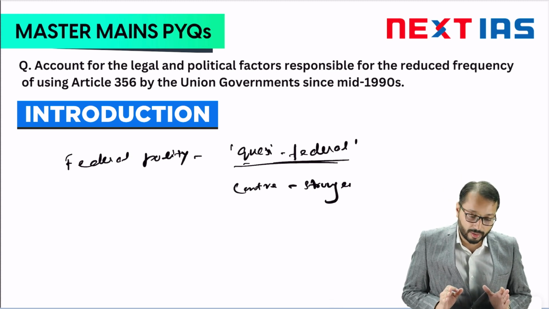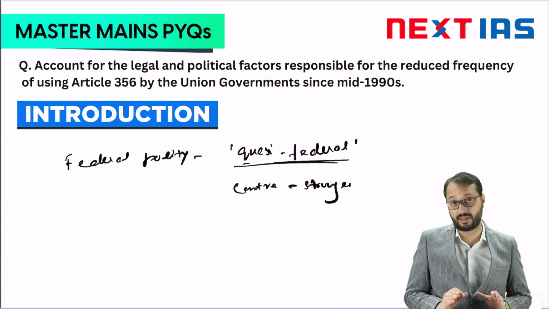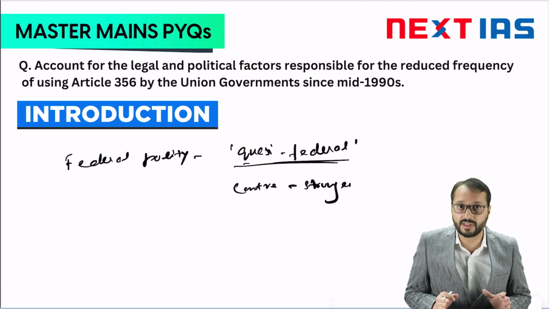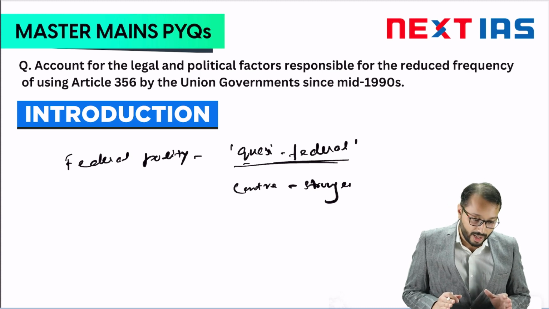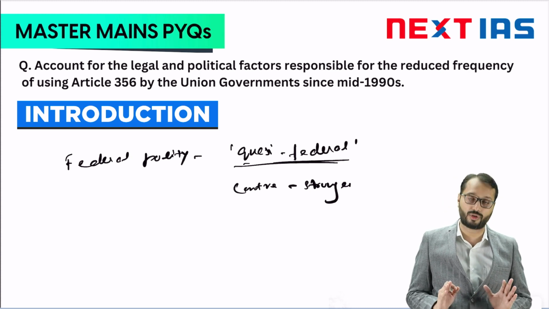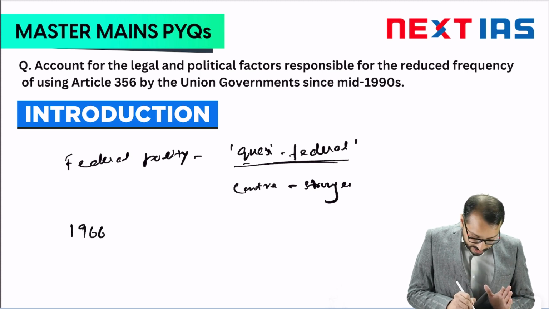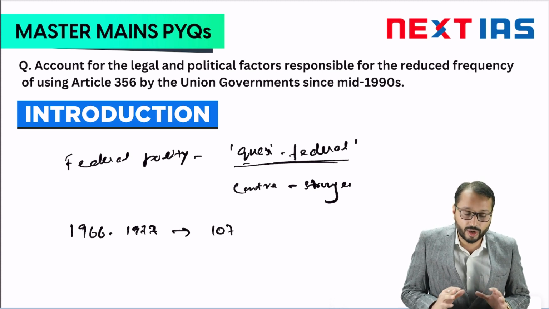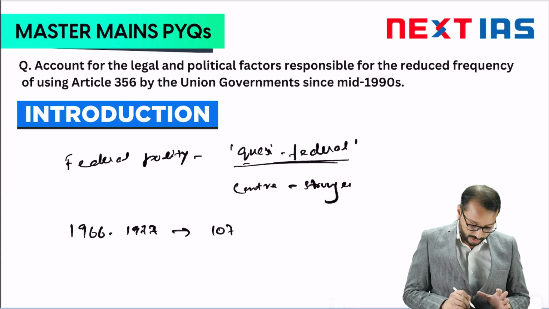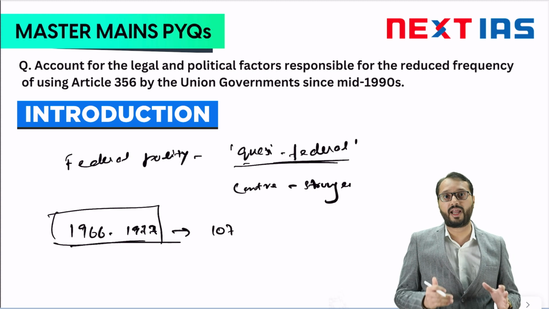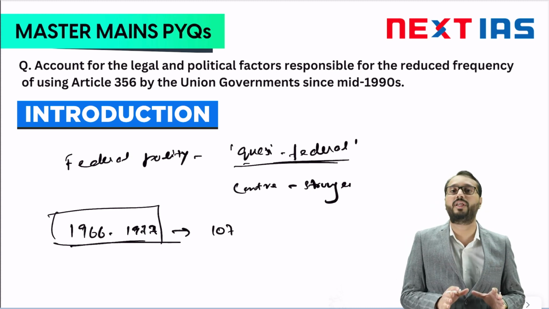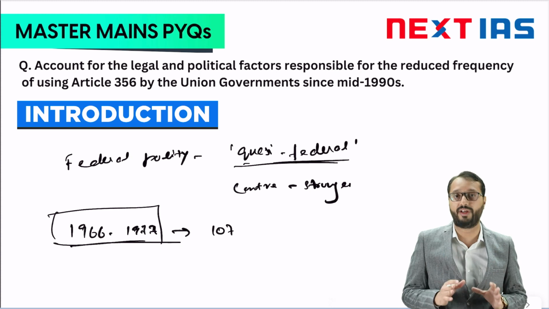at times when the constitutional machinery of the states cannot function as per the constitution. If such a situation arises, the center can always use 356 to impose president's rule in that state. Now, you can also quote the historic data here. Between 1966 and 1977, it has been used the most, more than 107 times in total. After the 1990s, it has not been used much, not more than 30-35 times. So you can quote the data in the introduction also, and that would be a good way to start your answer here.